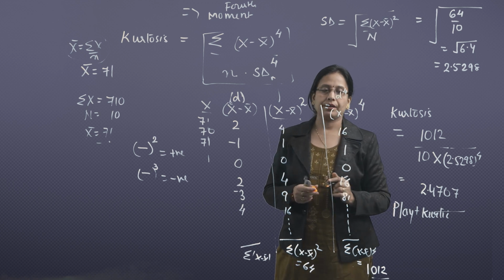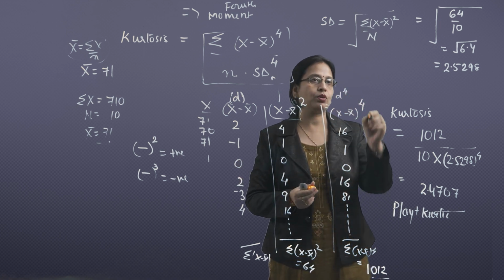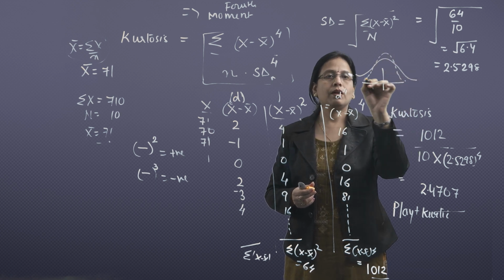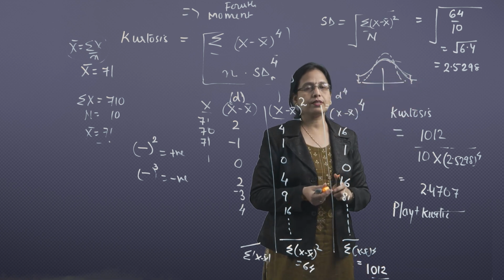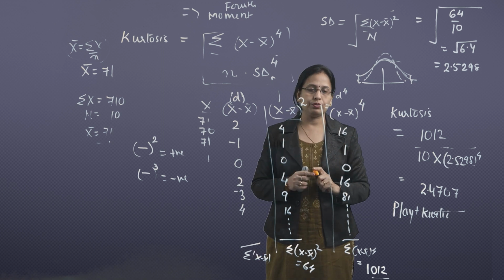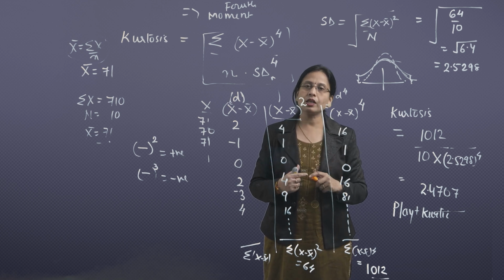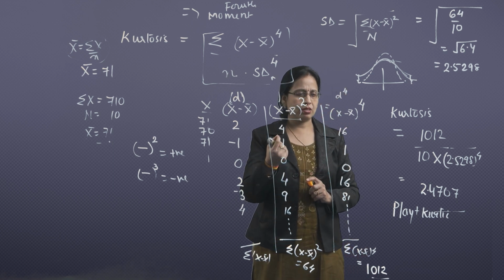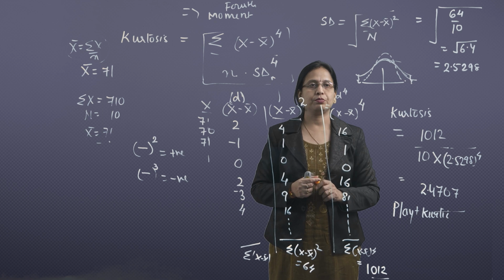So it's called platykurtic. In this case, I can say that my data, as compared to the normal curve, is flat, with more observations towards the extreme values. How much is the value? 2.4707 is the value, and the interpretation is that the distribution is flatter, away from the normal distribution by somewhere around 0.5. So it is a platykurtic case.